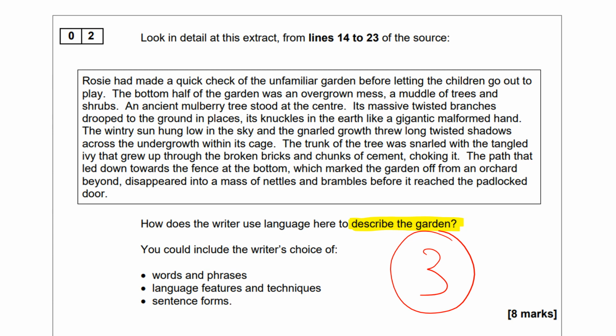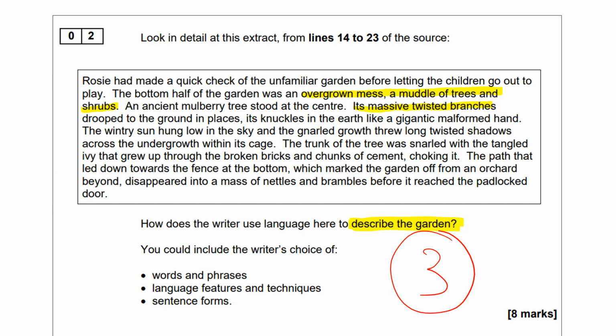So let's have a little look at some of the things that we might want to pick out of this extract. So if it was me, I would highlight this quote here: overgrown mess, a muddle of trees and shrubs. The idea of things being kind of overgrown and like muddled and a bit of a mess creates this kind of disorder. I would probably talk about the fact that it's kind of described as massive and twisted branches. Shows that it's kind of like quite complex, and also that it's massive. It seems a bit overpowering.